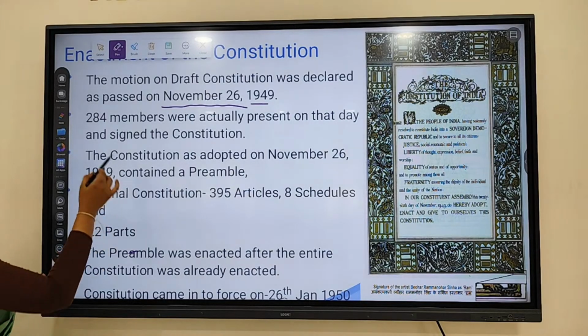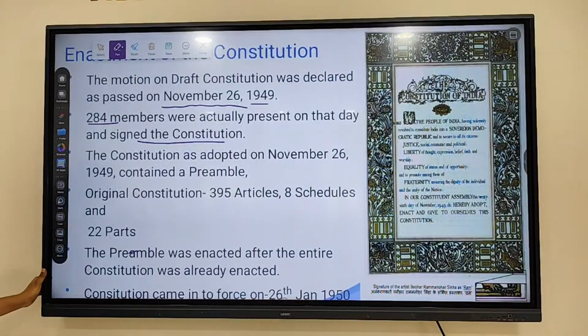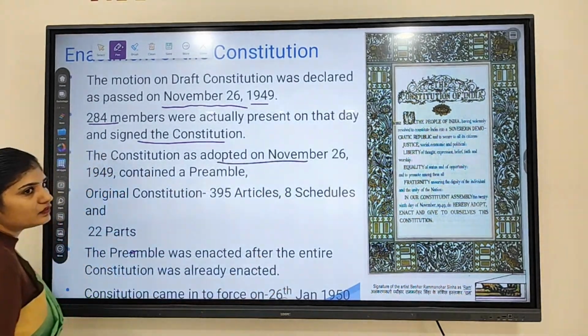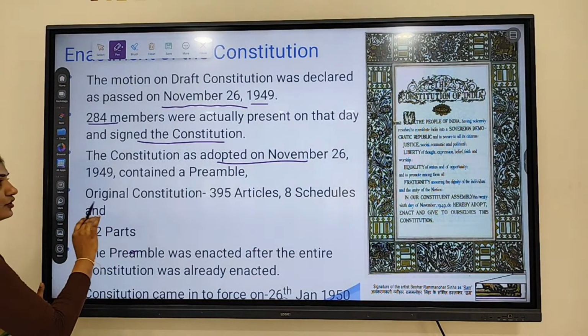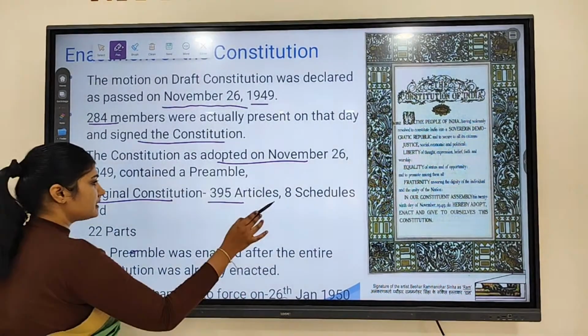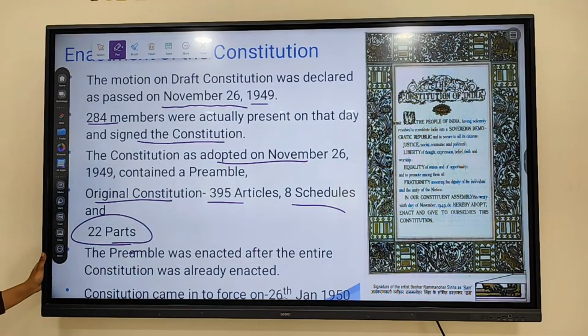Next, how many members have signed the constitution book? 284 members have signed the constitution. Understood? Next, when the constitution was been adopted, as I told you, it was November 26, 1949. And in original constitution, how many articles are there? 395. Next, 8 schedules and 22 parts.